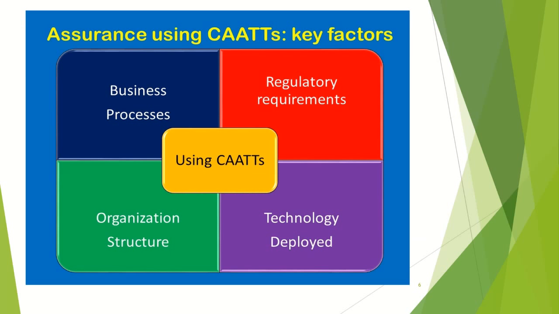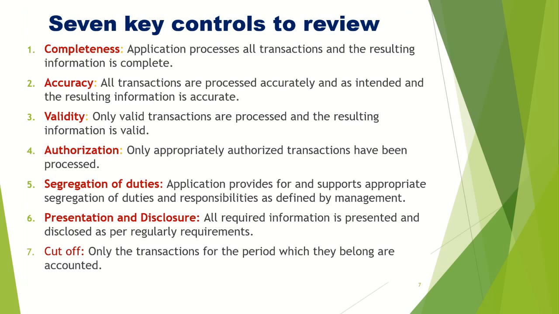There are 4 key factors in doing assurance using eCAAT. First, you need to understand the business process. You need to understand the specific regulatory requirements. You need to understand the organizational structure, and you also need to understand the technology deployed. And this is not from the point of expertise, but from the point of functional understanding, so that you can audit the data as required.